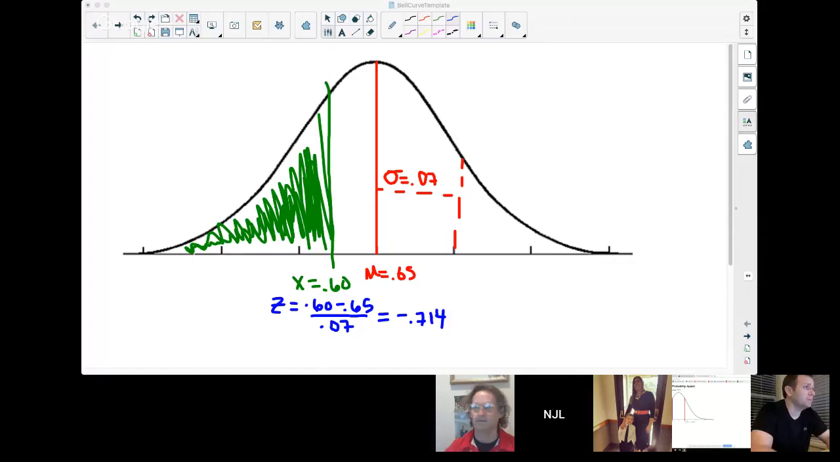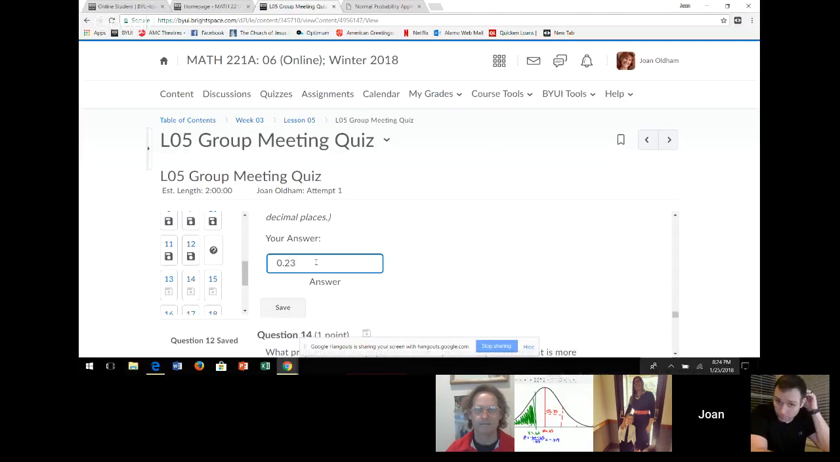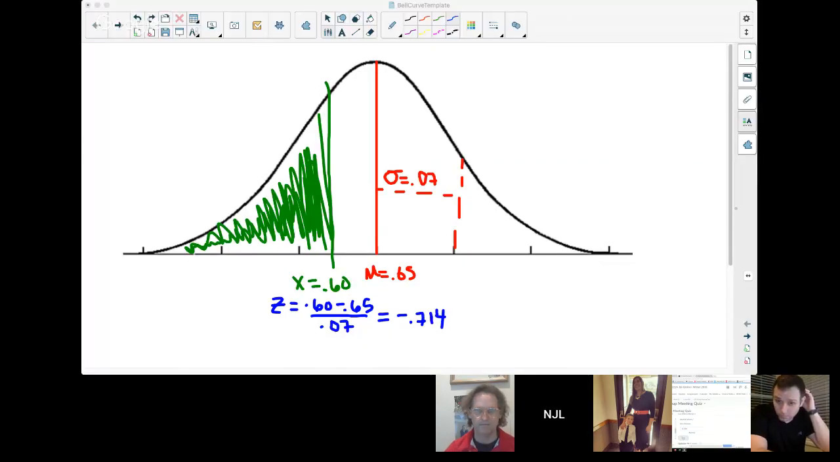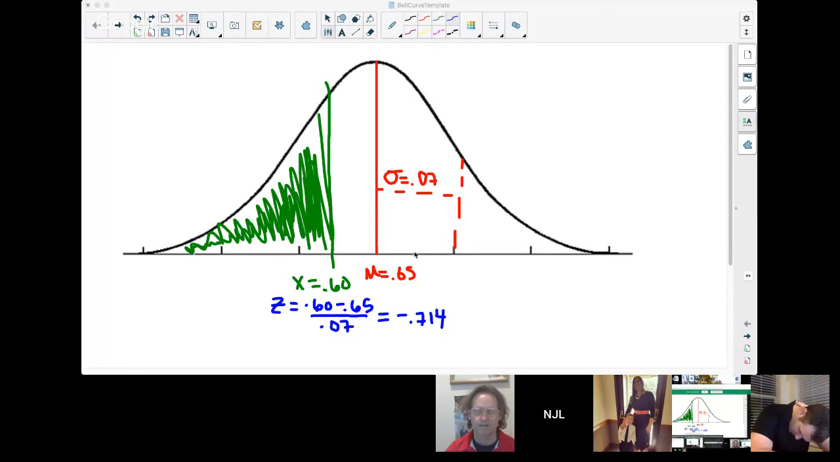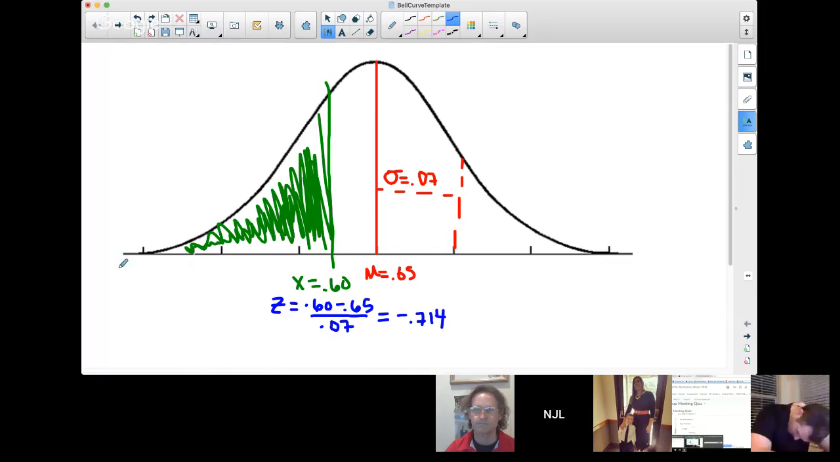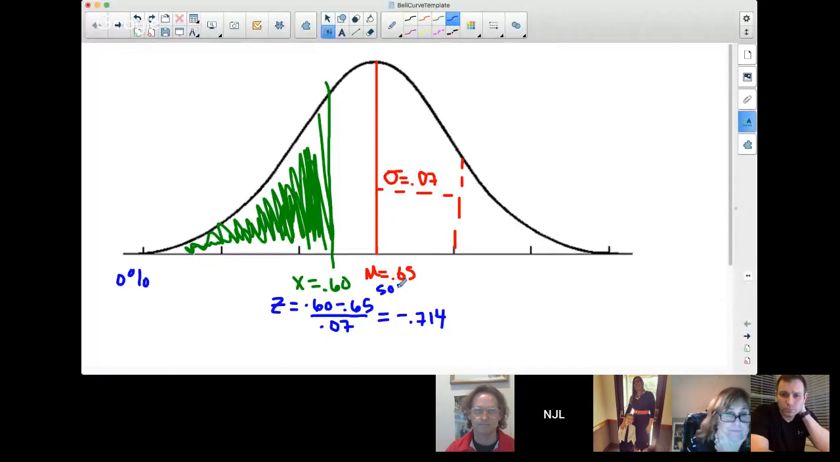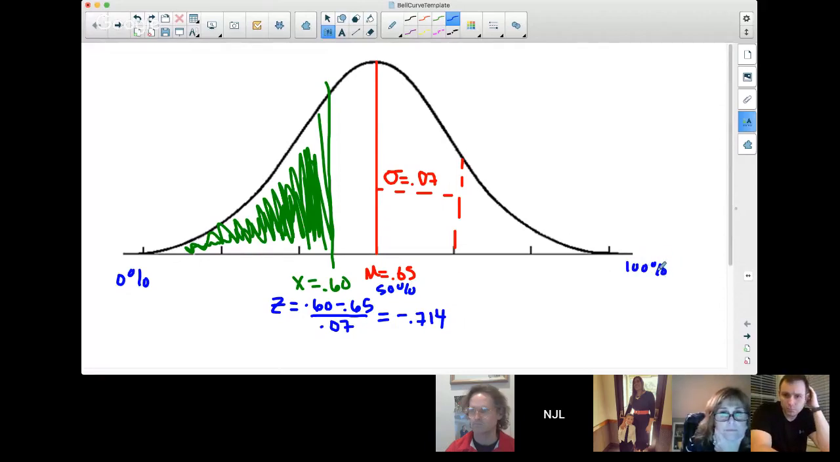Yeah, 238. And one of the things you can always help yourself with, if the value is below the mean and you're looking at the area to the left, it's got to be below 50%, because remember the mean is the 50th percentile. We can say the 0 percentile is down here, the 50th percentile, and way up here is your 100th percentile.